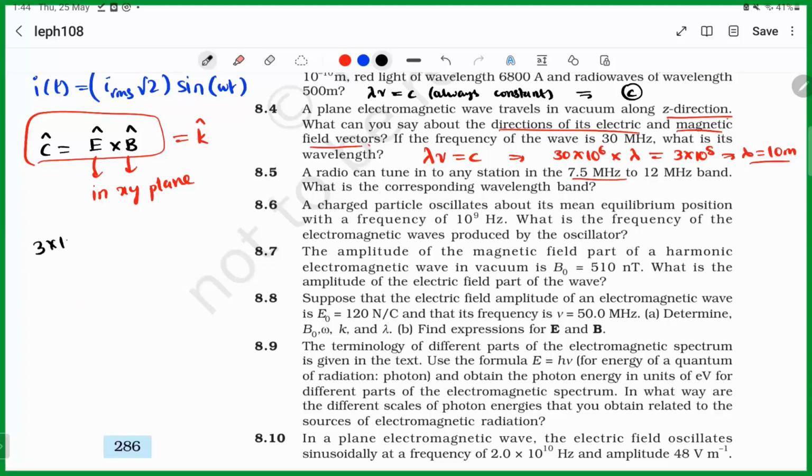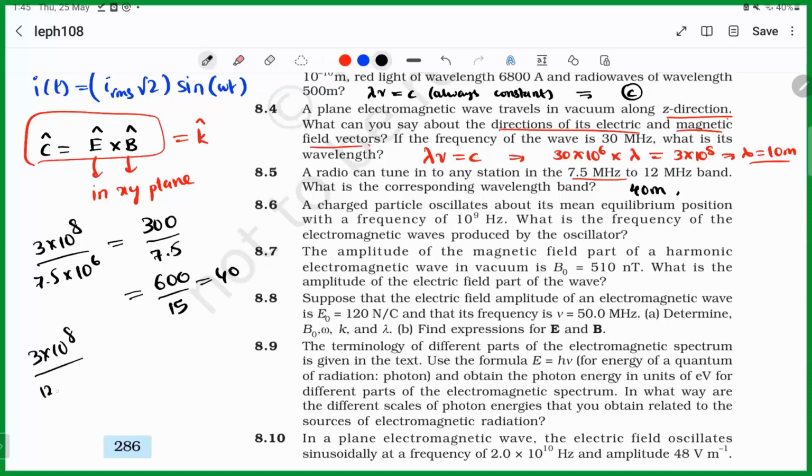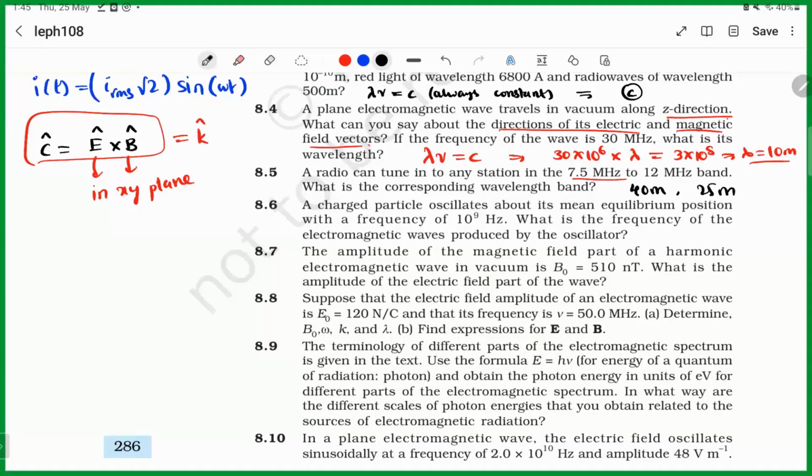Now just calculation. 3 into 10 to the power 8 by 7.5 into 10 to the power 6 is simply 300 by 7.5, which is 600 by 15, which is 40. So 40 meters is the maximum, remember, okay? What is the minimum though? Minimum is 3 into 10 to the power 8 by 12 into 10 to the power 6, which is 100 by 4, which is 25. So 25 meters is the minimum. Those are the answers for 8.5.